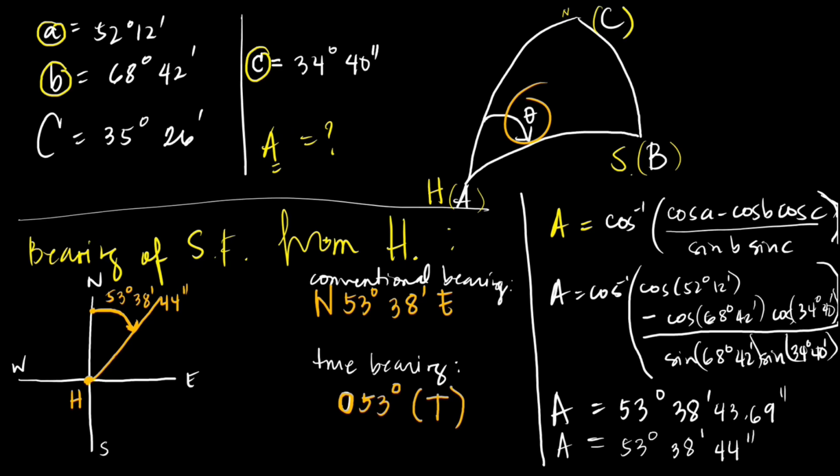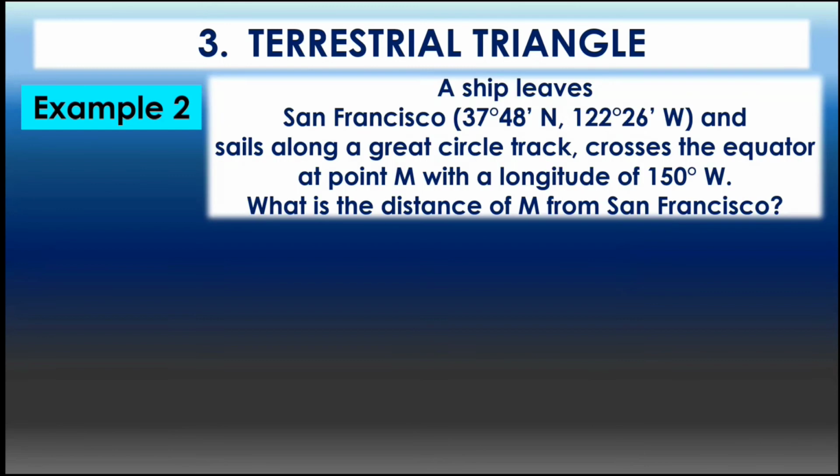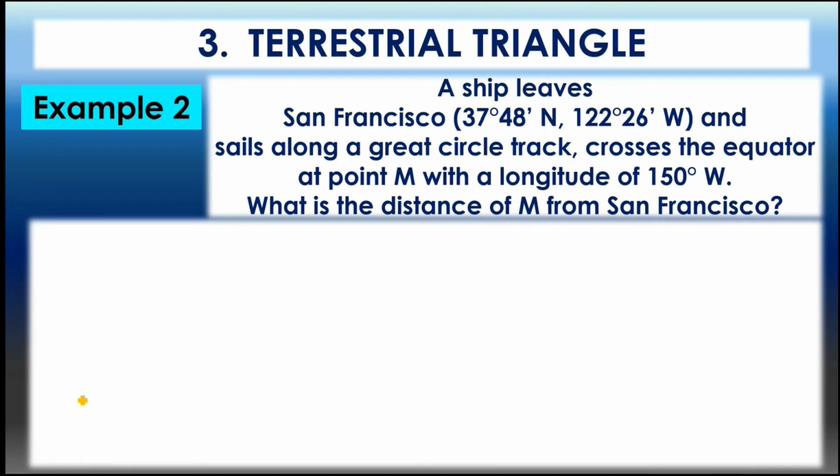Okay, let us go back to the PowerPoint. On the next problem, it is stated here that a ship leaves San Francisco, so the same coordinates, and then sails along a great circle track, crosses the equator at point M with a longitude of 150 degrees west. So the question is, what is the distance of M from San Francisco? So we're going to do the same. So let us draw the sphere so that we can analyze it. We have here north, south, west, and then east.